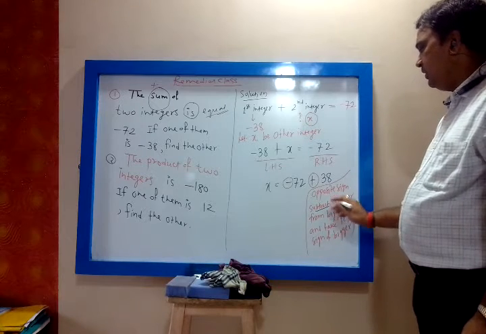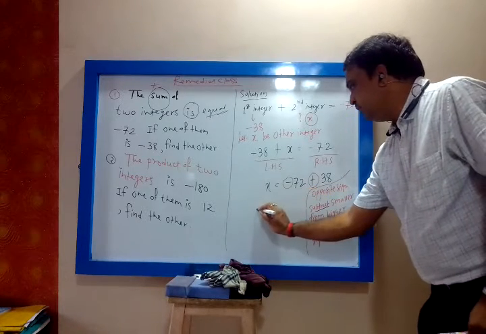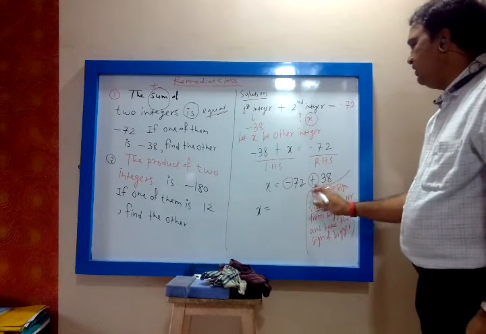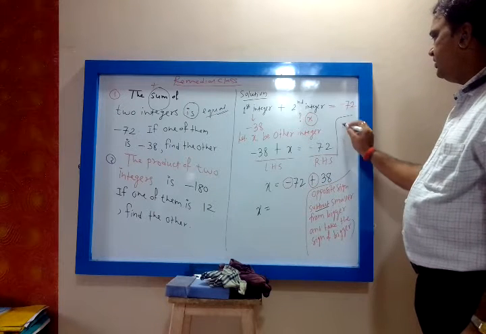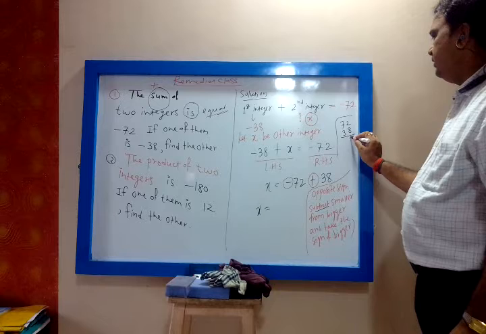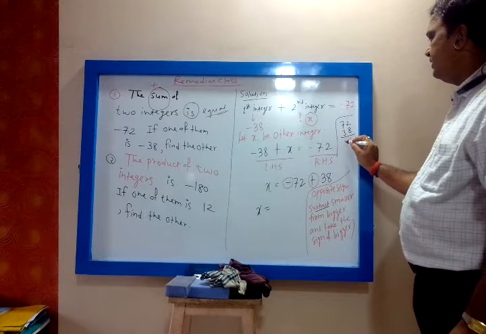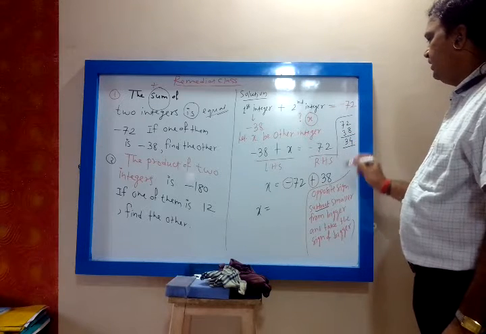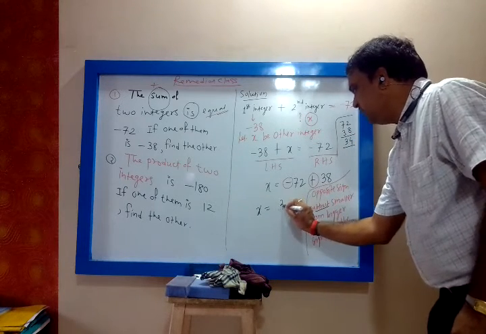Subtract smaller from bigger. So 72 minus 38. You can subtract 72 minus 38. 12 minus 8 is 4. Then 6 is there. 6 minus 3 is 3. 34. But which number is bigger? Tell me.